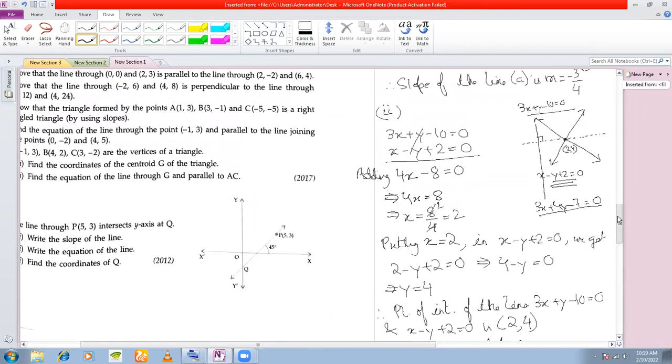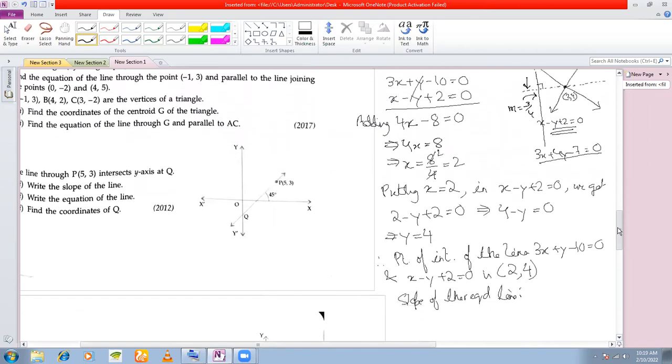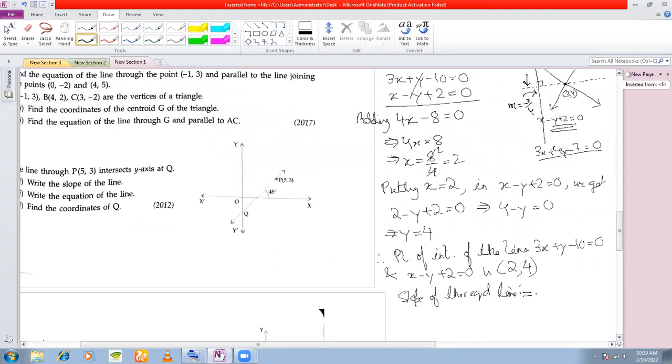What should be the slope? Because this line, slope we know as m, is equal to minus 3 by 4. We know the slope of this line. Therefore, what should be the slope of this dotted line? It should be the negative reciprocal of m, right? It should be minus 1 by m, which is minus 1 by minus 3 by 4, which is equal to 4 by 3, right? So we have got the slope of the dotted line, 4 by 3, because it was perpendicular to the given line.